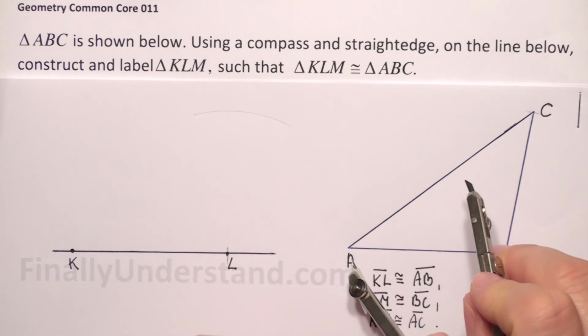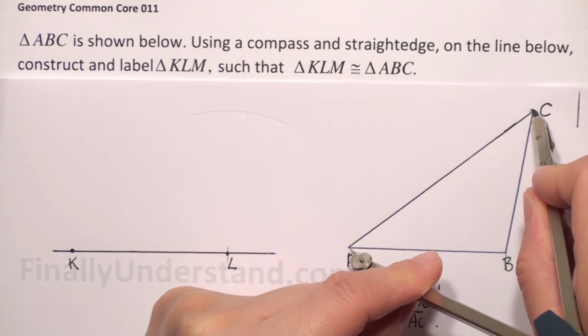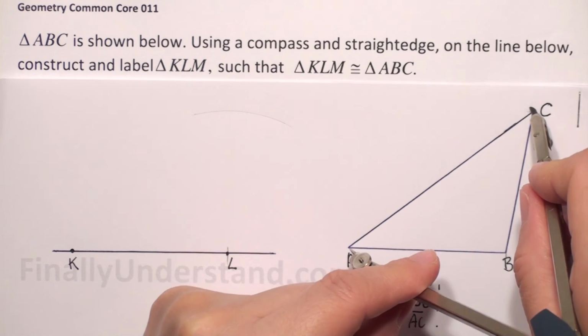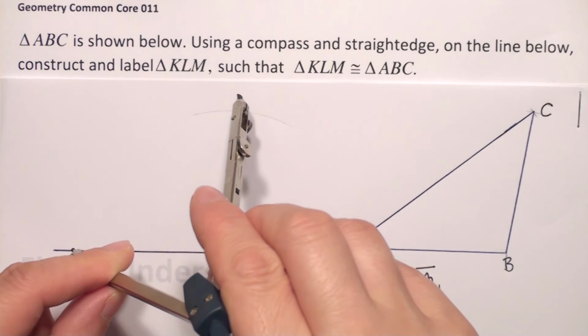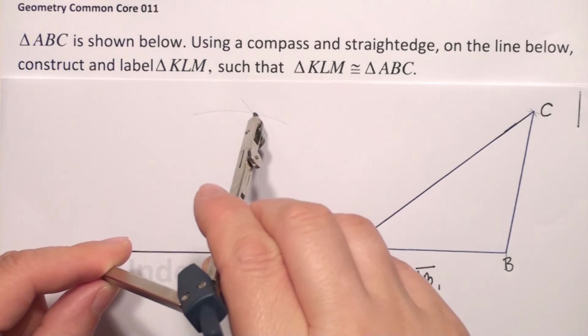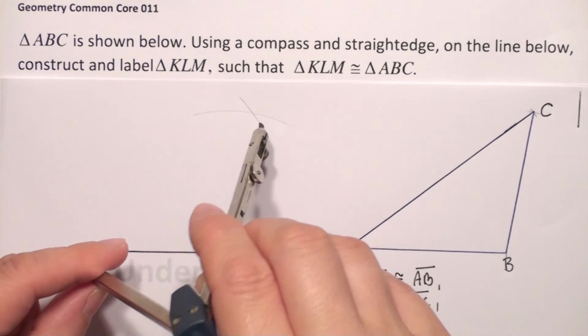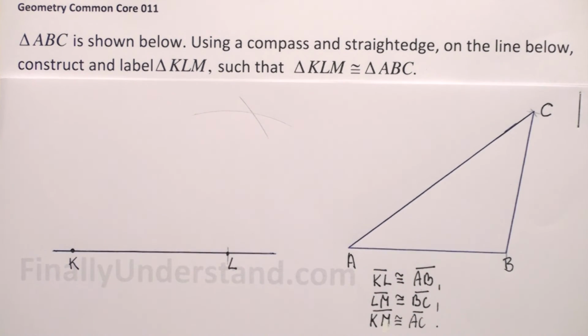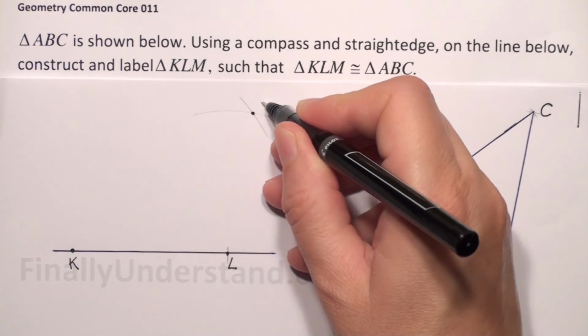So next we have to take the measure of segment AC, and from point K we will mark the arc. In the place where these two arcs cross, we will have point M.